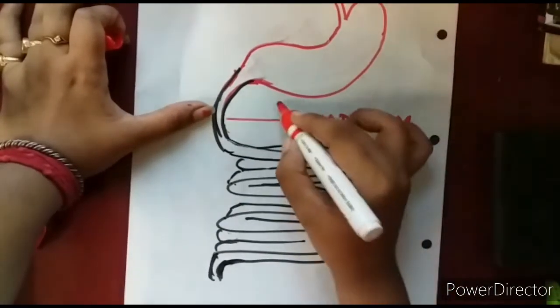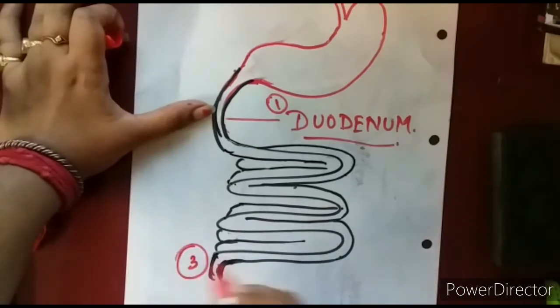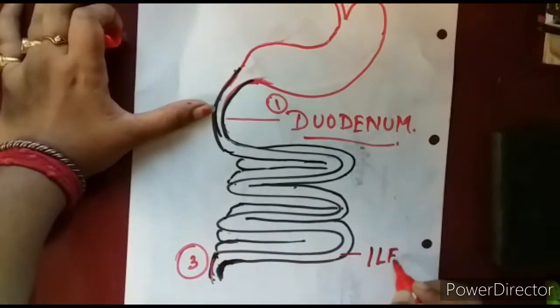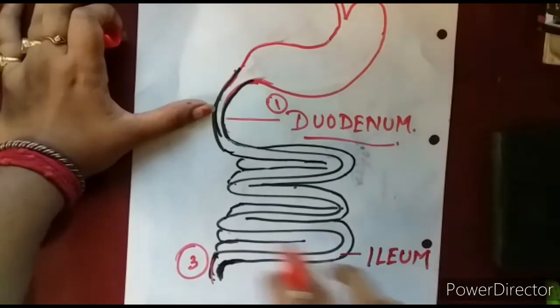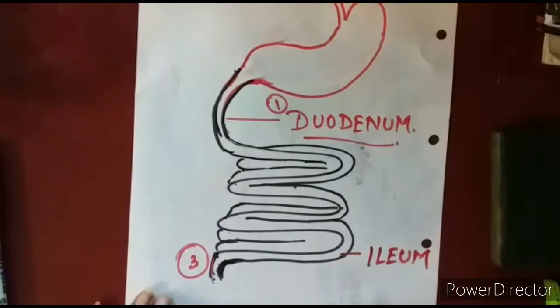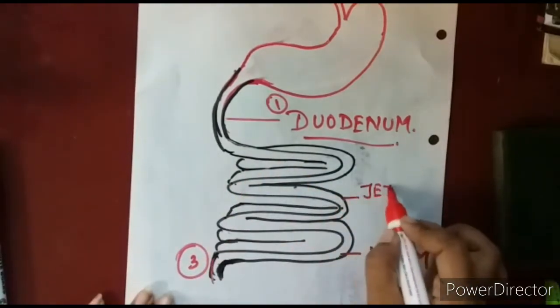Now duodenum is the first area of the small intestine. So from here only the small intestine gets started. And the last area, the third one, and the middle one I will be saying. The third one, where the small intestine ends and the large intestine begins, is known as ileum. And remember, this area is mostly the highly coiled region, and the middle portion is known as jejunum.